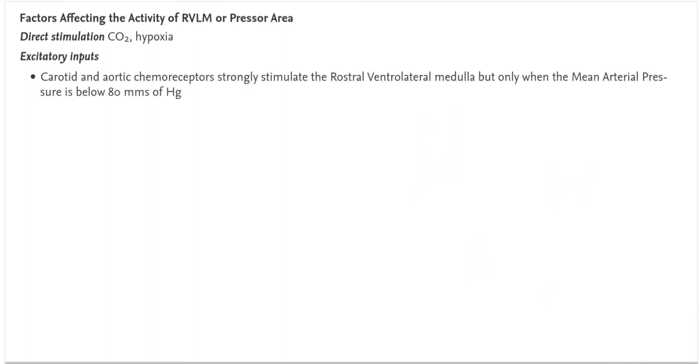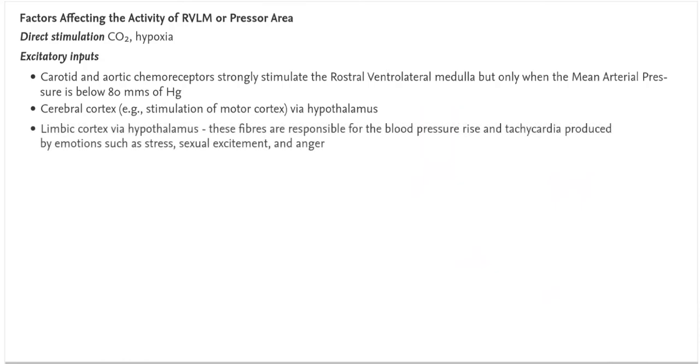Factors affecting the activity of RVLM or pressor area. Direct stimulation: carbon dioxide, hypoxia. Excitatory inputs: carotid and aortic chemoreceptors strongly stimulate the RVLM, but only when the MAP is below 80 millimeters of mercury. Cerebral cortex, for example stimulation of motor cortex via hypothalamus. Limbic cortex via hypothalamus. These fibers are responsible for the blood pressure rise and tachycardia produced by emotions such as stress, sexual excitement, and anger.